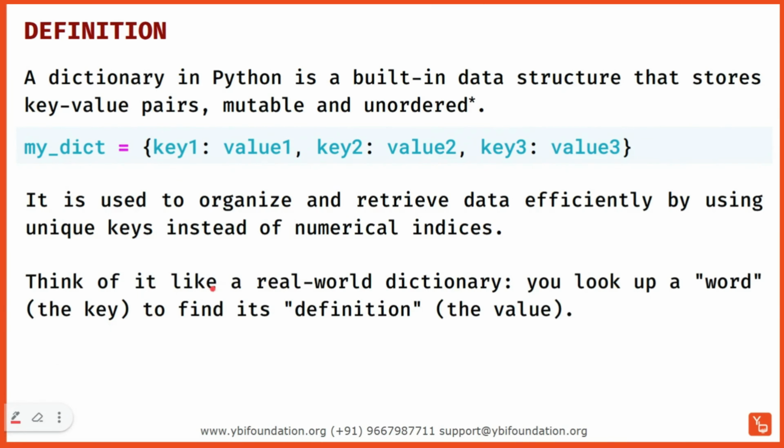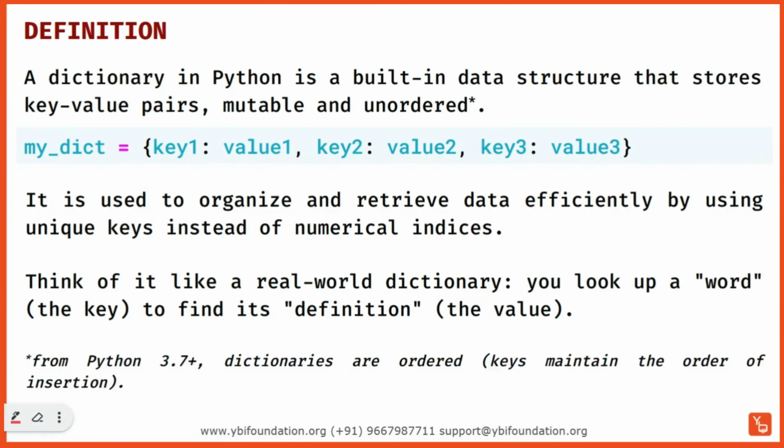Think of a real world dictionary. Our Python dictionary can be thought of like a language dictionary, where the word we are searching for acts as the key, and the definition of that word acts as the value. From 3.7 onwards, dictionaries are ordered, meaning the keys maintain the order of insertion.